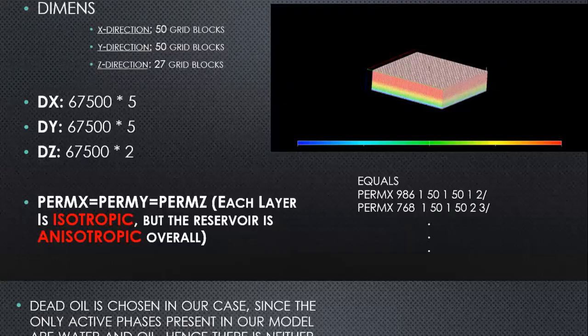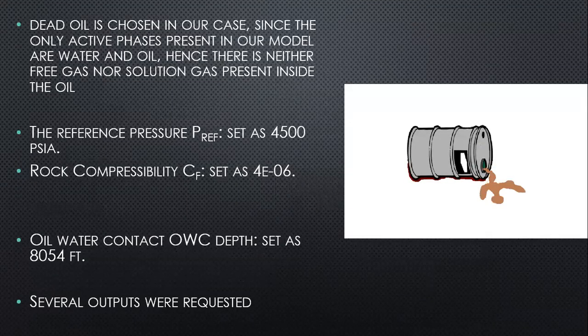Now moving on to the PROPS section, which is the third section of an Eclipse data input file. It contains pressure and saturation dependent properties of the reservoir fluids and rocks. It is comprised of a set of keywords, mainly PVDO. This keyword represents the PVT properties of a dead oil. And the dead oil is chosen in our case because the only active phases present in our model are water and oil, hence there is neither free gas nor solution gas or dissolved gas present inside the oil.